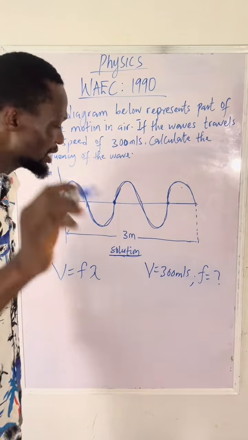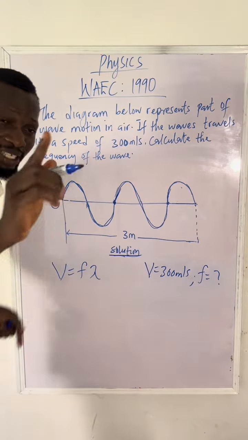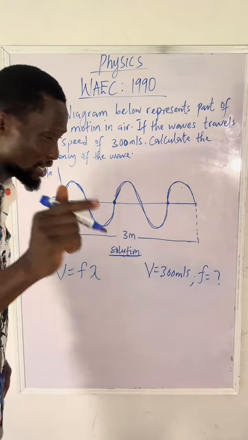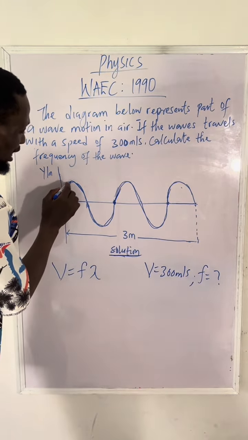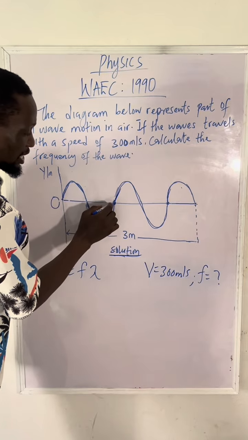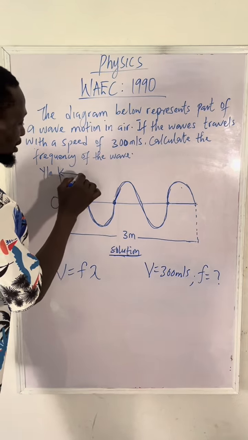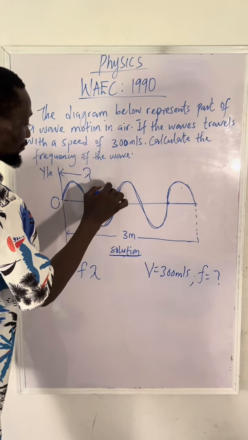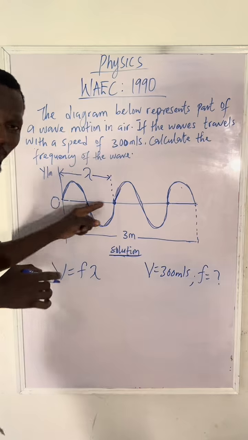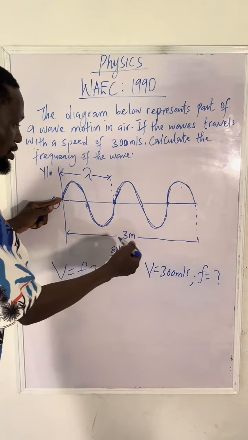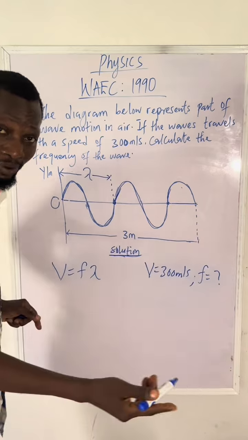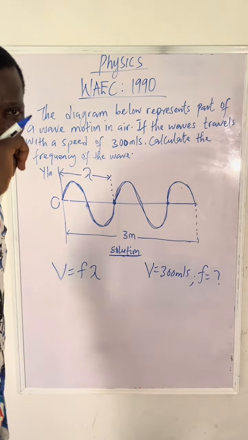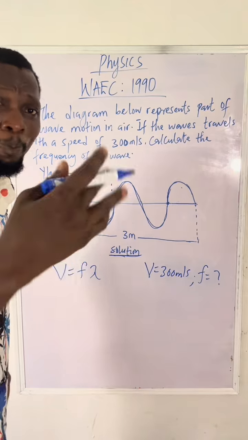Now, we are interested in the wavelength. We want the wavelength now. The wavelength is from here to this point here. That's what we want. But the question gives us the distance for the whole cycles, right? How do we get that? Well, we can get this by simple proportion.